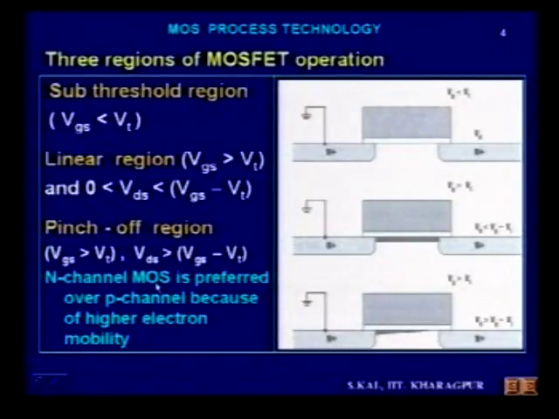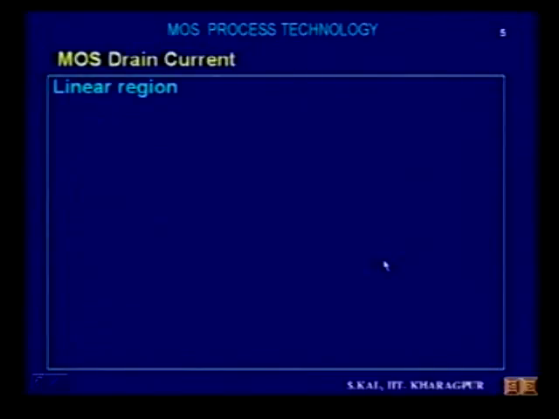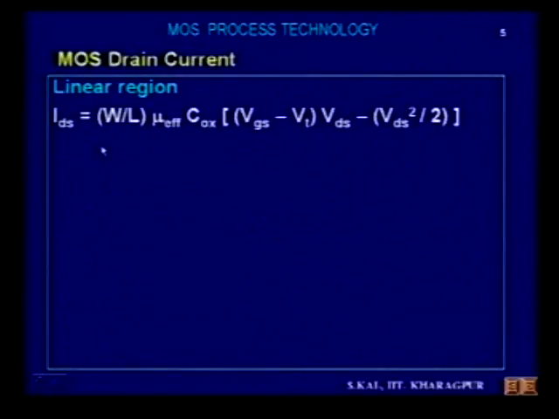For all three regions, different models are used to calculate the drain current. The sub-threshold region is not so simple, it is a little bit complicated, but the linear region and pinch off region are very easy, and you can get the drain current expressions as shown here. In the linear region, the drain current is given by W by L, mu effective Cox, VGS minus Vt into VDS minus VDS square by 2, where W by L is the channel width to length ratio.